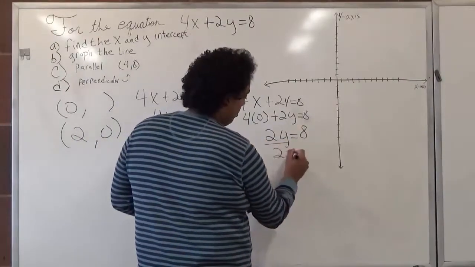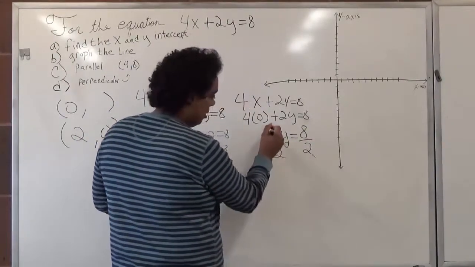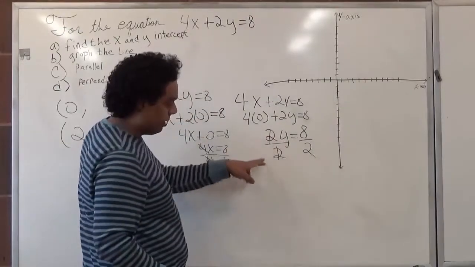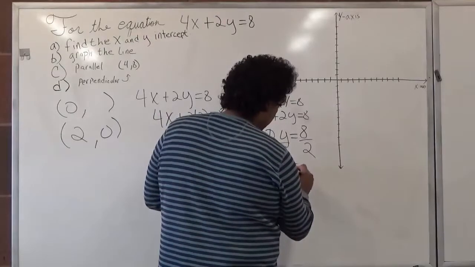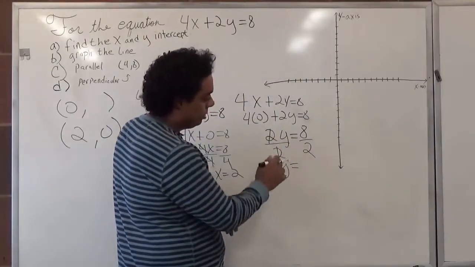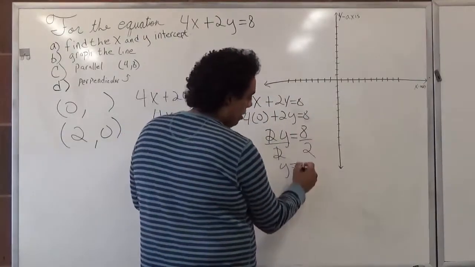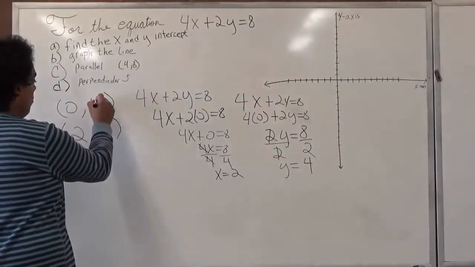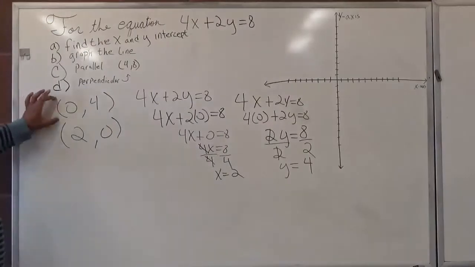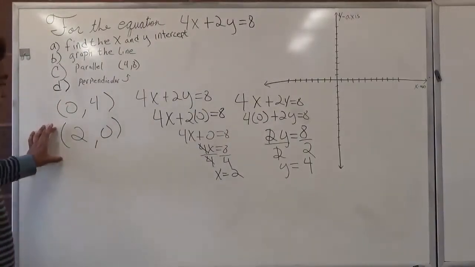So divide by 2 and divide by 2. These are going to cancel out again because 2 divided by 2 is equal to 1. And 1 times y is just y. So y is equal to 8 divided by 2. And 2 times 4 is equal to 8. So 8 divided by 2 is equal to 4. So we've got 0, comma 4. So this is our y-intercept, and this is our x-intercept.